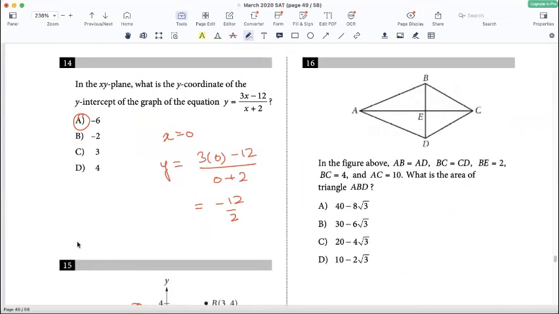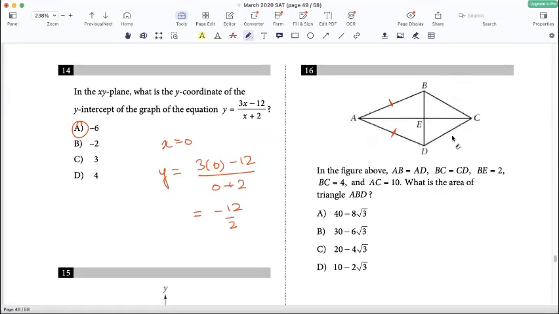In the figure above, AB is equal to AD. So this is equal to this. BC equal to CD. So this is equal to this. BE is 2. BC is 4. And AC is 10. What is the area of triangle ABD?